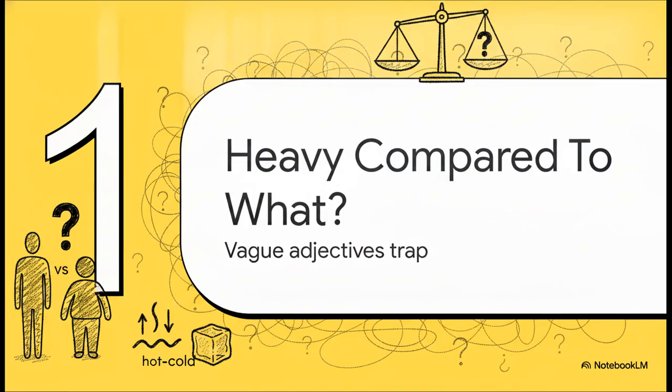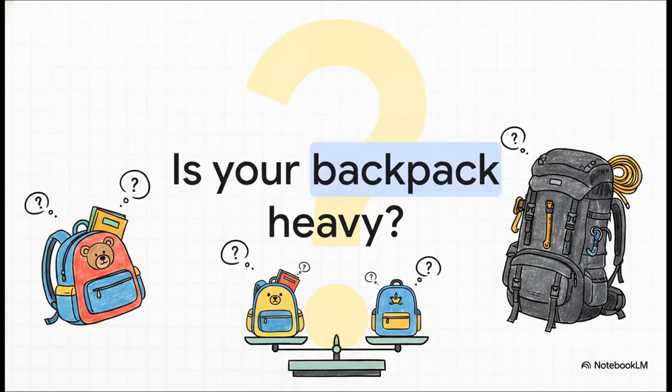Section 1. Heavy compared to what? The trap of vague adjectives. So before we officially reveal our word of the day, I want you to think about the descriptive words, adjectives, that we toss around constantly. We're always saying things are hot, cold, tall, or short, but there's a sneaky little trap hidden in these vague adjectives. They usually completely lack a baseline. Like, think about the weight of your backpack pulling on your shoulders right now. Is it heavy? Well, you might instinctively say, yeah, for sure, or maybe you'd say it's pretty light today.